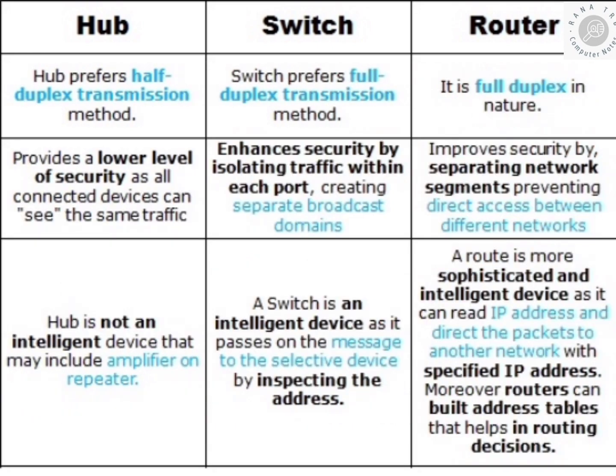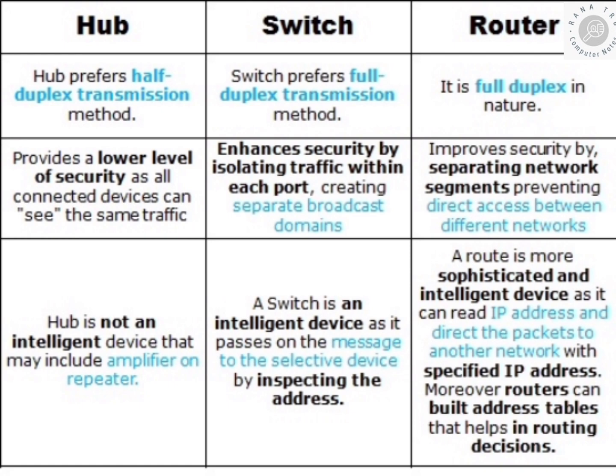Hub performs the half duplex transmission method. Half duplex transmission method means at both ends the data can be sent and received, but not at the same time. And switch performs full duplex transmission. Router also performs full duplex transmission in nature.